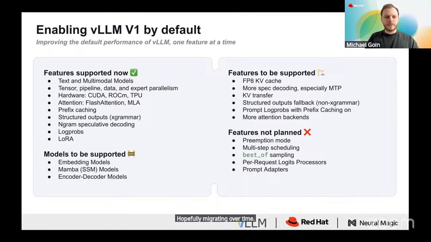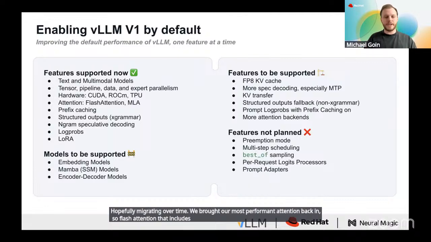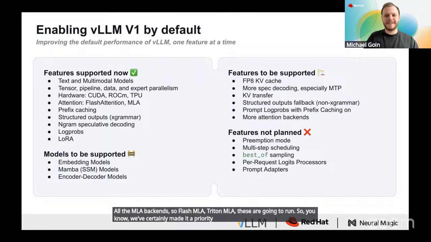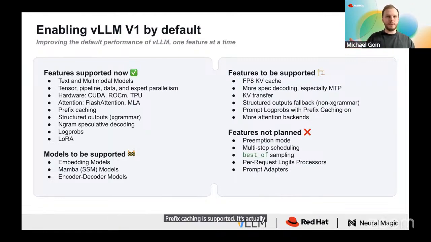We brought our most performant attention backend, Flash Attention, which includes v2 and Flash Attention 3. All the MLA backends, so Flash MLA and Triton MLA, are going to run. So, we've certainly made it a priority for DeepSeek v3 to be enabled and really fast on vLLM v1. Prefix caching is supported. It's actually enabled by default in v1, so there's no need to specify it. And through how we've made v1, there's very little to no performance overhead, so we can enable it by default.